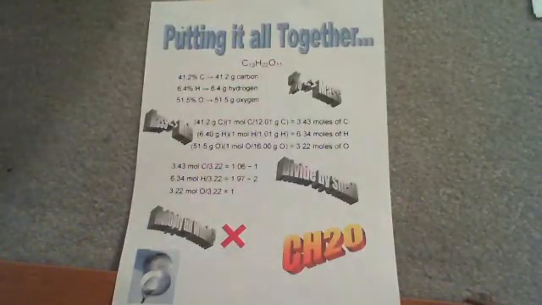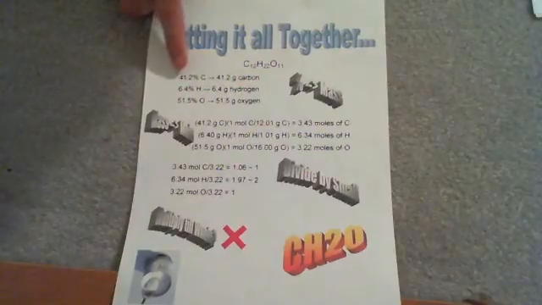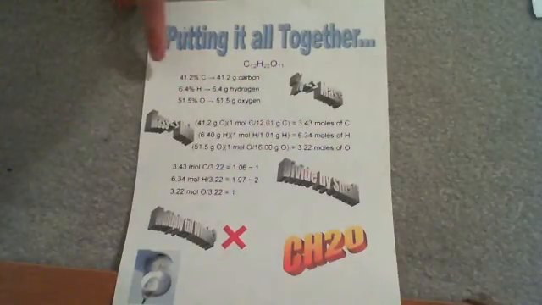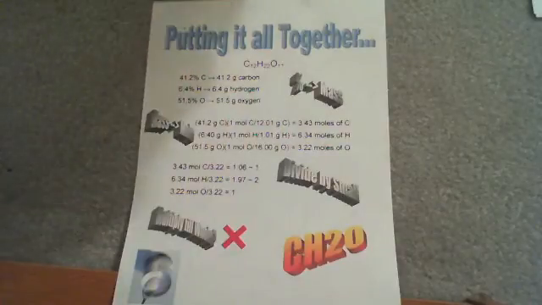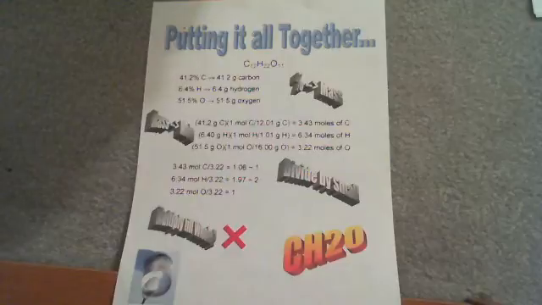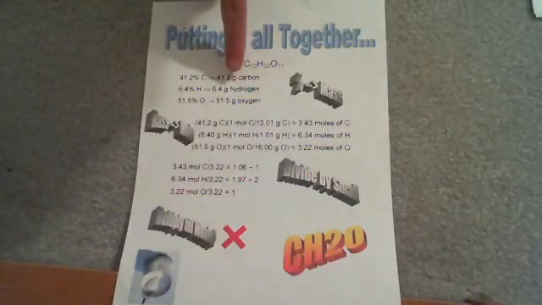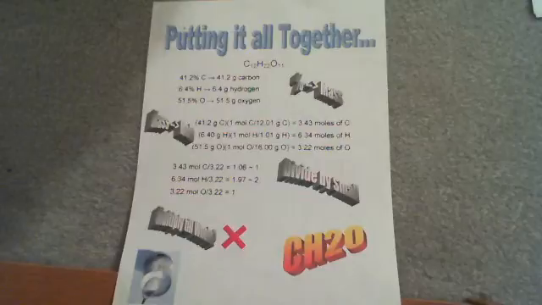Putting it all together. The percent composition of C12H22O11 was determined to be 42.1% carbon, 6.4% hydrogen, and 51.5% oxygen. By following the previous steps, we can find the empirical formula of this compound. First, we must change all the percentages into grams, as shown here, assuming it is a 100-gram sample. So there are now 41.2 grams of carbon, 6.4 grams of hydrogen, and 51.5 grams of oxygen.